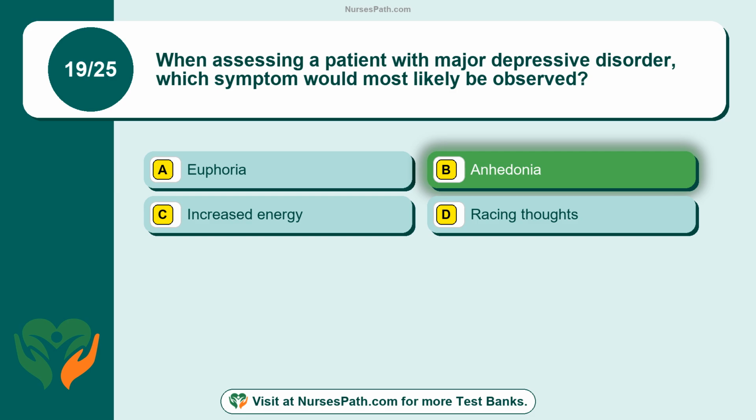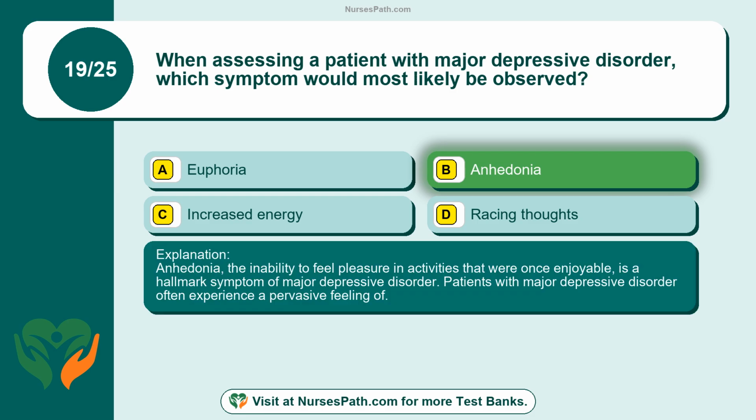The correct answer is option B, anhedonia. Anhedonia, the inability to feel pleasure in activities that were once enjoyable, is a hallmark symptom of major depressive disorder. Patients with major depressive disorder often experience a pervasive feeling of.